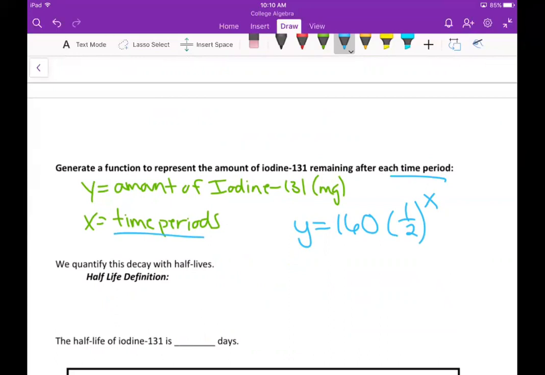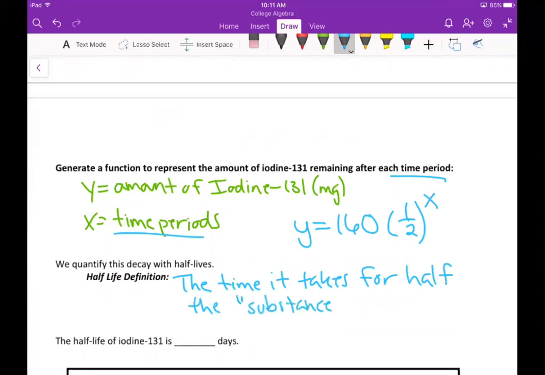Okay, just like with doubling time in exponential growth, we often look at this decay in terms of half-life. So we have a typical half-life idea when it comes to decay, and that is just what it sounds like. It's the time it takes for half the substance, or whatever we're looking at, to decay away.